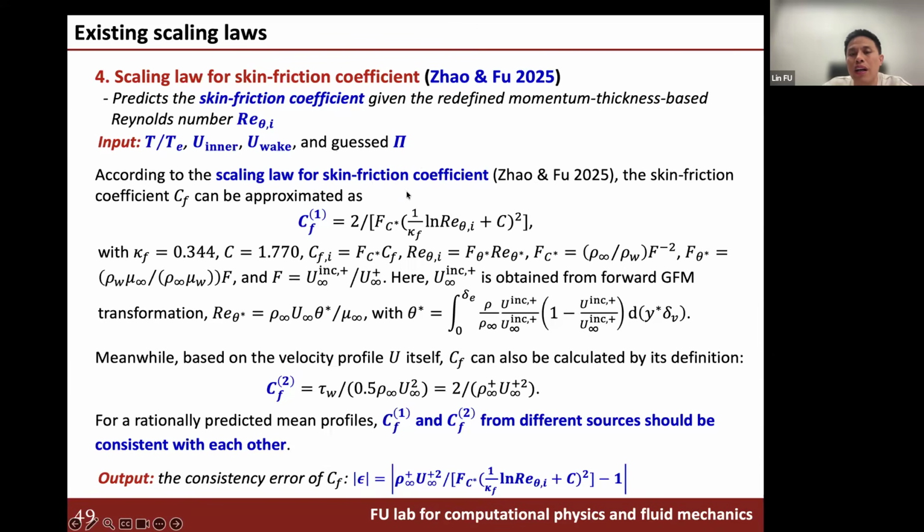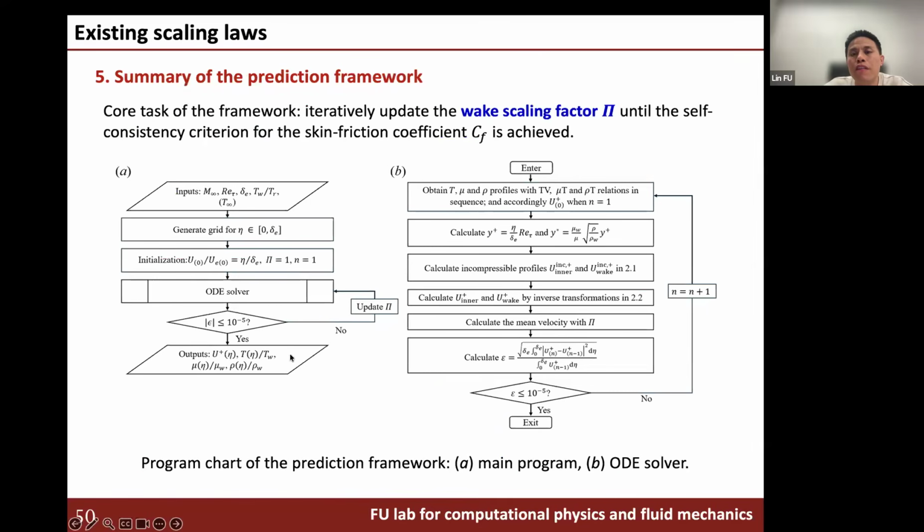This skin friction scaling law can be applied to any Mach number from 0 to 14, so it's a long distribution. That's an additional constraint. Then we can form this loop to solve iteratively. It's very simple, actually. It's just an ODE solver. By solving it, we can determine the wake scaling factor Pi, and then the incompressible velocity, the compressible version, and the compressible temperature, viscosity, and density can all be determined.